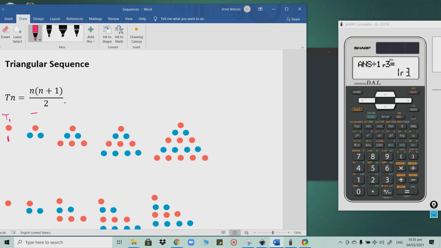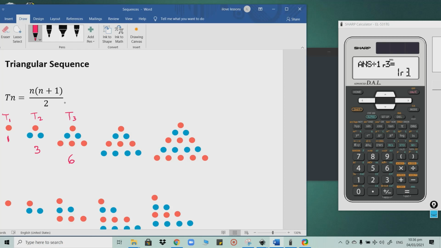Term 2, right? You notice where we add 2 circles underneath. Term 2 has how many circles? 3. 1, 2, 3. The third term, right? We add a next row of circles underneath that. How many circles does it have? 1, 2, 3, 4, 5, 6. This here is a triangular sequence.